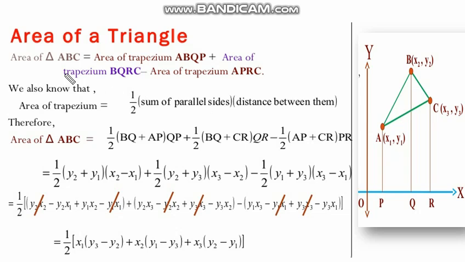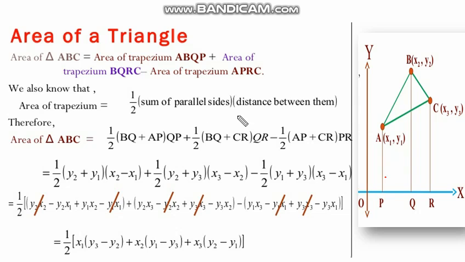So the area of triangle ABC is the area of trapezium ABQP plus the area of trapezium BQRC, just now discussed, minus the area of trapezium APRC. We already know the formula for the area of a trapezium: half into the sum of parallel sides into the height, that is the distance. First we need to find the area of trapezium ABQP.